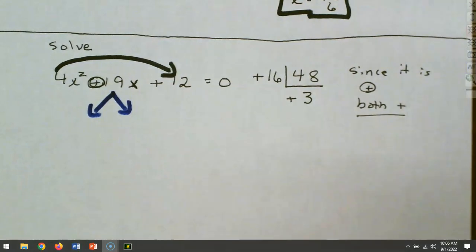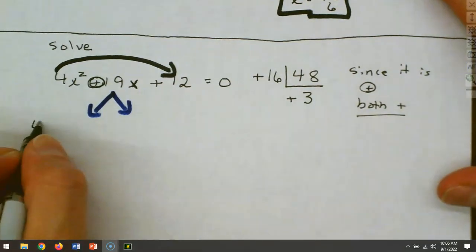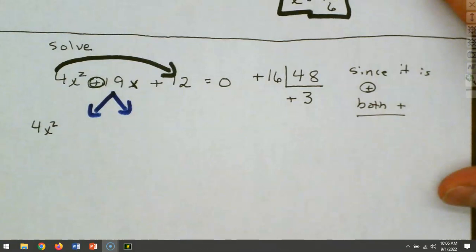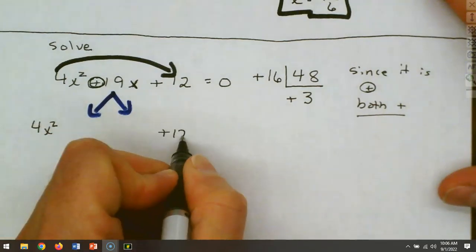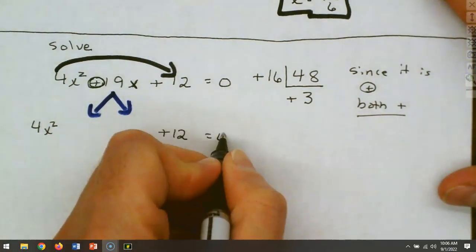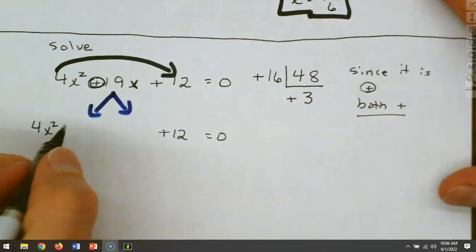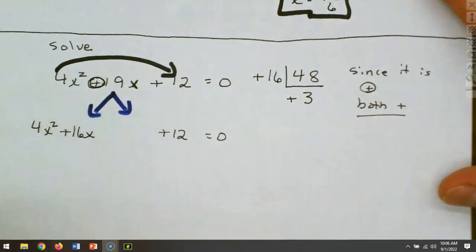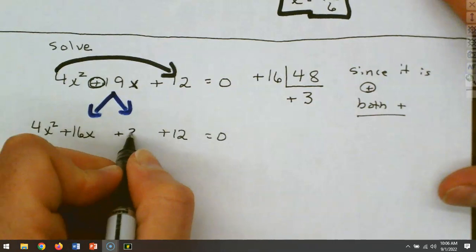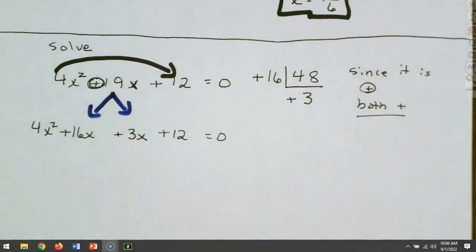So we break that 19 up. So we keep the ends the same. So 4x squared stays the same. The 12 stays the same there. And what do we break 19 up into? 16x and a 3x.